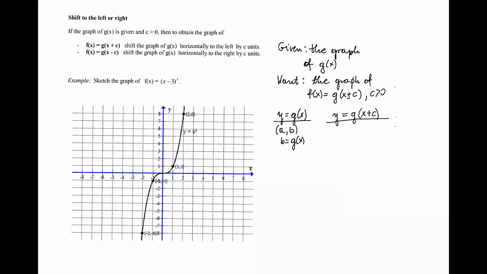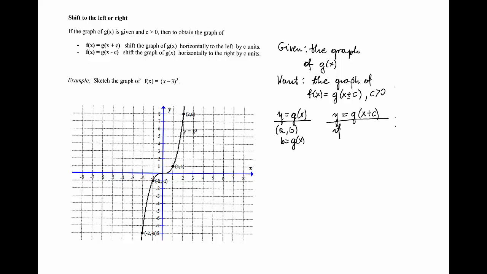We'll discuss here shifts to the left and right. Suppose that the graph of the function g of x is given and we want the graph of the function f of x equal g of x plus or minus c, when c is greater than 0. Suppose that point (a, b) is on the graph of the function g of x. It means that b is equal to g of a. What points are going to be on the graph of f of x, or g of x plus c?